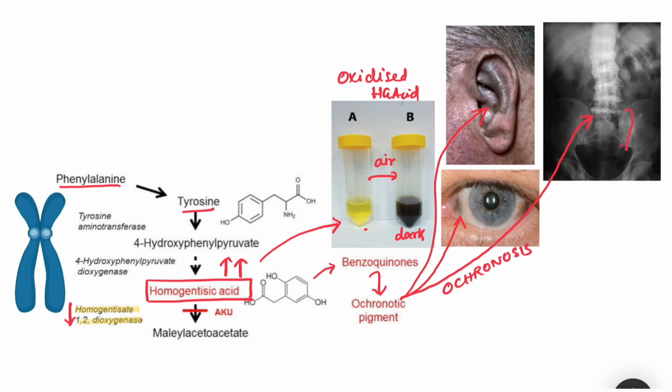In the joints, ochronotic pigment deposition leads to formation of arthritis, which is also known as ochronotic arthritis.